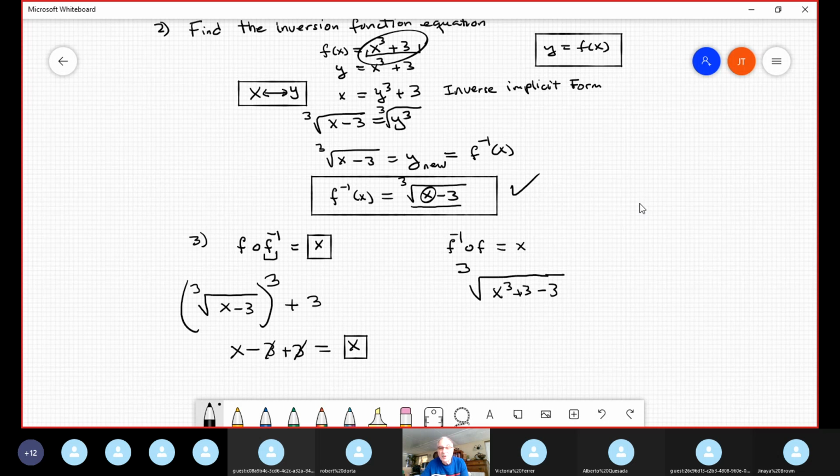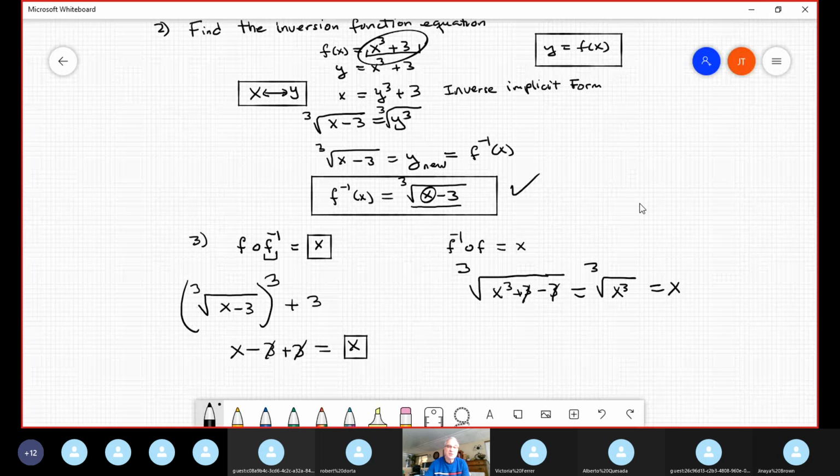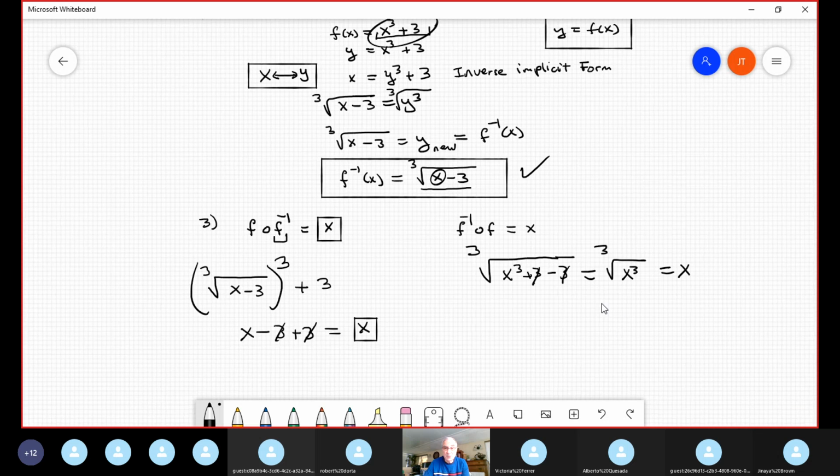And a similar situation happens. We have these 3 cancelled. And we have cubic root of x to the power 3. It's just x, identical. And this is the confirmation that we are doing well. So this step 3 is a confirmation that we are doing well.